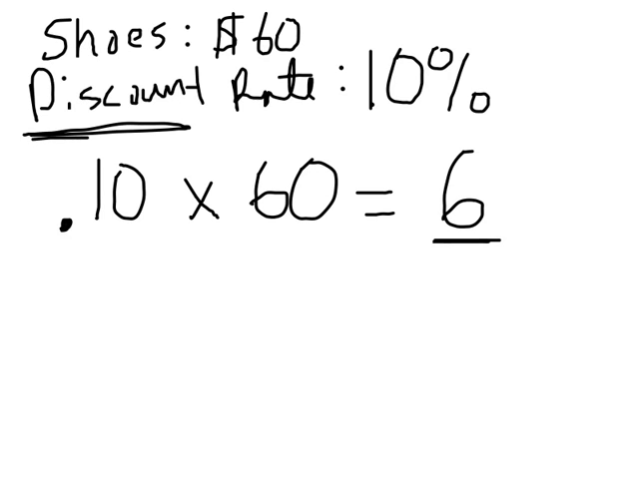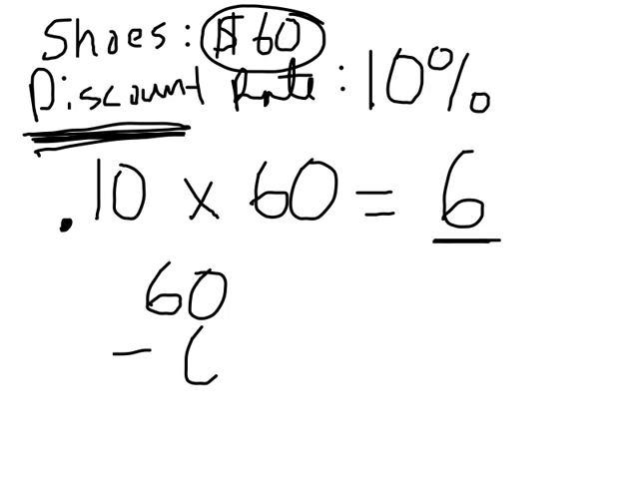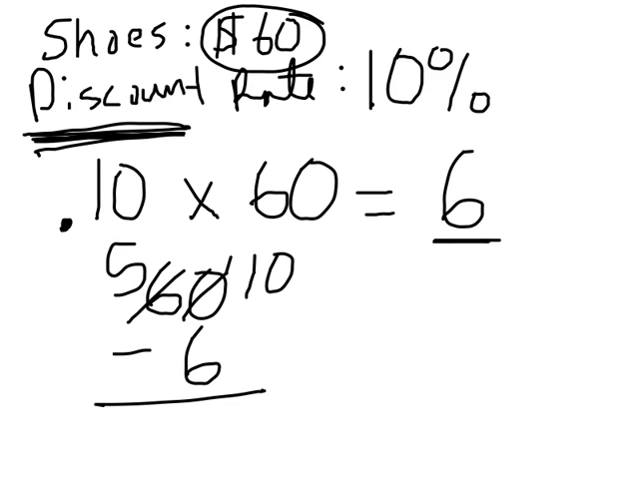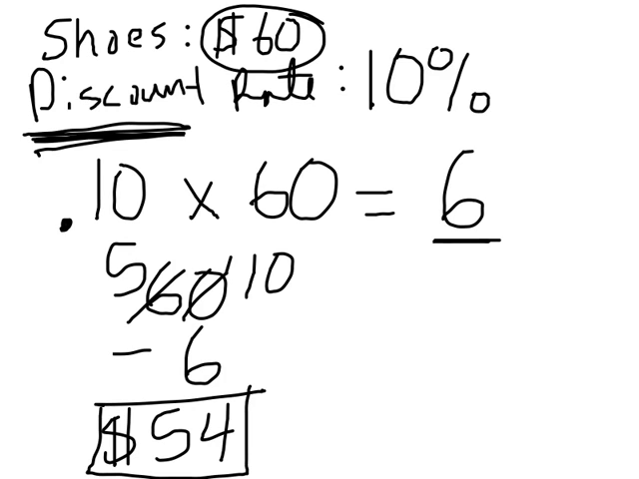But I know that discount means money taken away. So I'm going to go back to my original price of 60 and I'm going to take away 6. If I do that, turn that to a 10, turn that to a 5, I'm left with 54. So the new price of these shoes after the discount is $54.